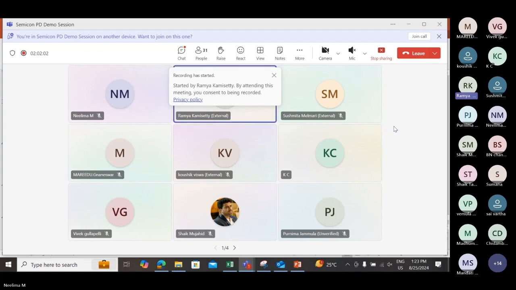Our batch size will range between 20 to 25 members, not more than that. If we have more than 25 members in a batch, we will split them into 2 batches so that it will be easy for one-on-one training.